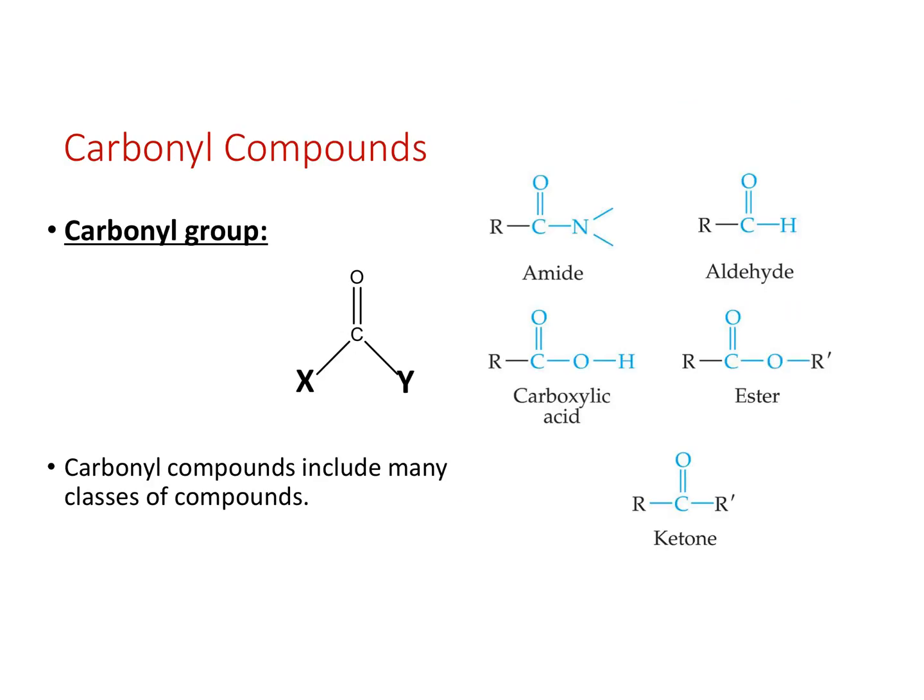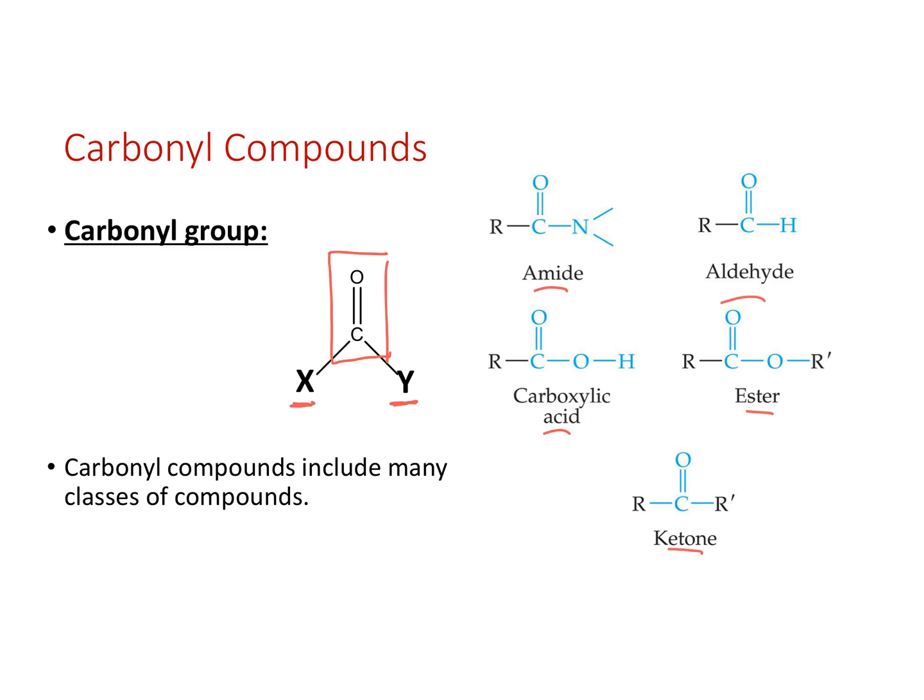The next category of functional groups are carbonyl functional groups. And so carbonyl is kind of a broad umbrella, and under that umbrella, we're actually going to find 5 different functional groups. A carbonyl is classified as this carbon-oxygen double bond. But within that category, we'll have amides, aldehydes, carboxylic acids, esters, and ketones, depending on what X and Y are.